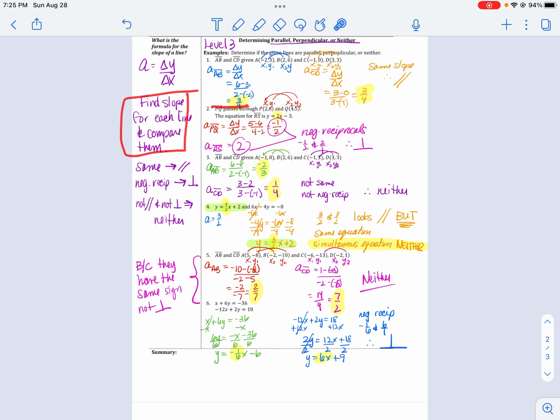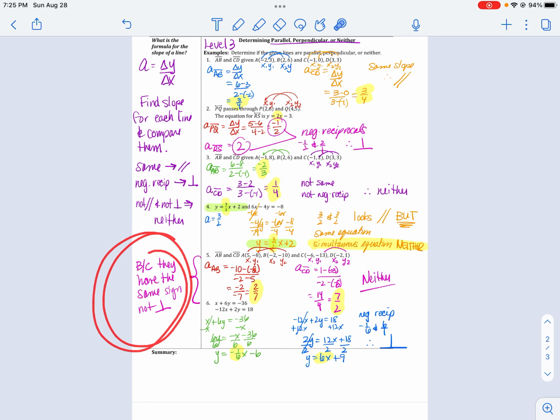So I found the slope for each line, and if they were the same, they were parallel. Negative reciprocals, be careful. And if it wasn't either one, then it was neither. Also, don't forget that simultaneous equations, the same equation, just written two different ways, is neither.